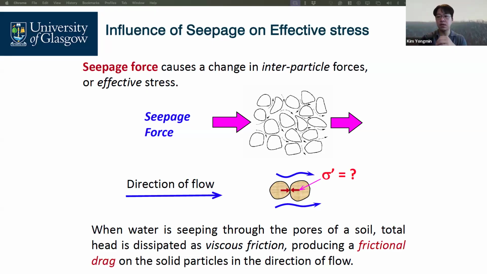And this ends up with these particles floating, totally no effective stress at all.